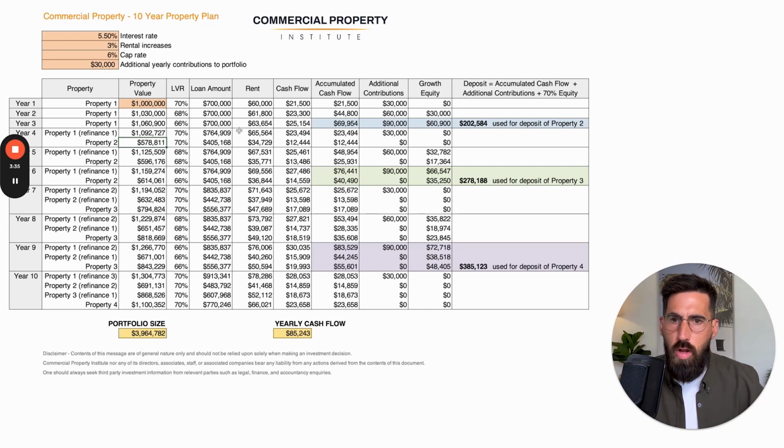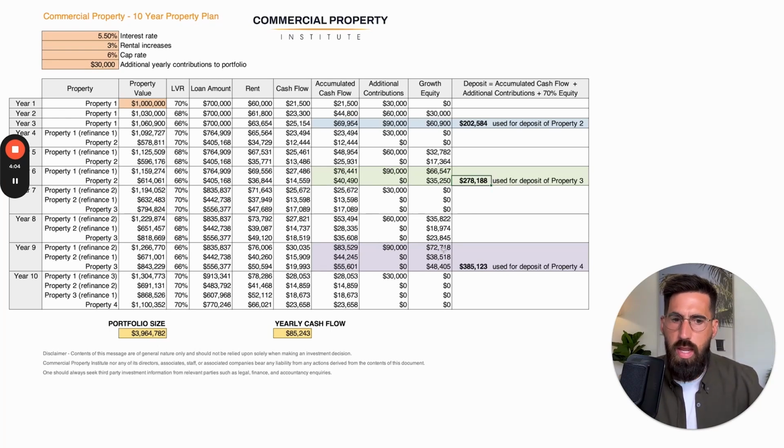The same formula applies where instead of having the cash flow on one property, we've now got it on 2 properties, for instance. So the first one's now $23,000 passive income. The second one's $12,000. Similar with additional contributions, we're maintaining the $30,000 per year. And then the growth equity, because we've got 2 properties, is much larger. So in the next 3 years, we actually end up with $278,000 we can use for the next property. And then so on and so forth.